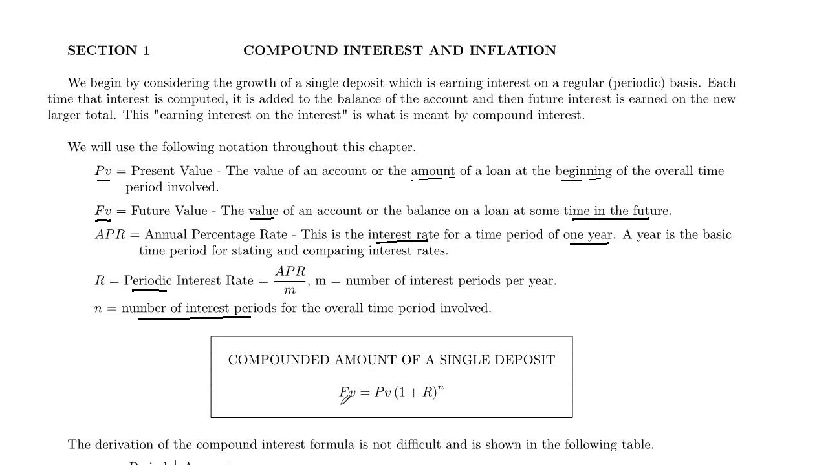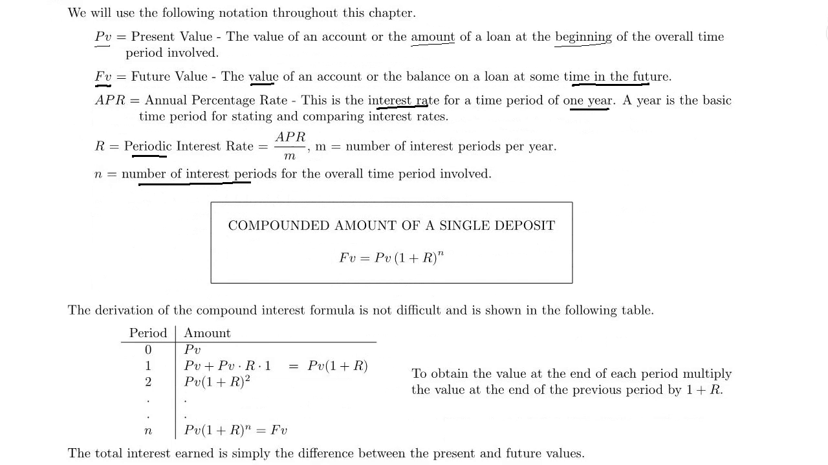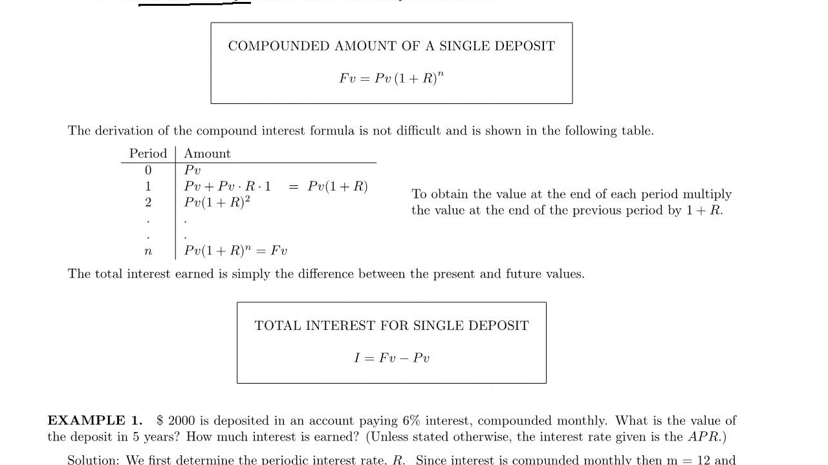So if we have one starting amount and we want to compound that and see what our ending amount is, that's this formula here. The future value, the end amount, is the start amount times 1 plus r to the n. So let's see where this formula comes from, and then we'll put it to use.